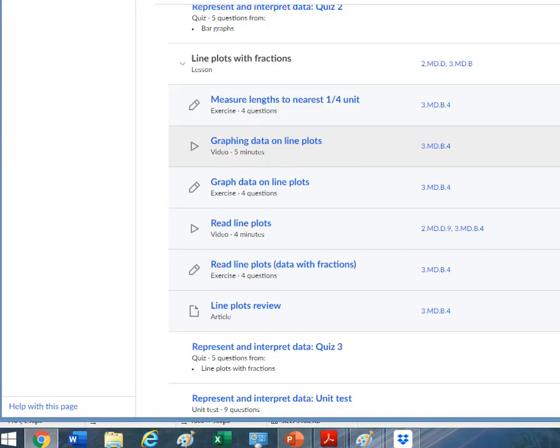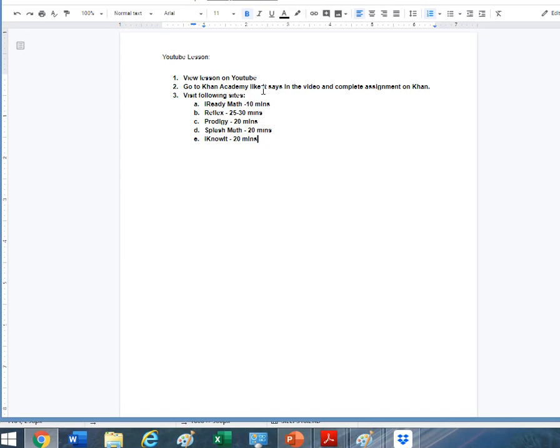So like I said, all you're going to do is sign on to Khan Academy. If you ask your parent to go to their message that I sent them earlier, when we first started doing online learning, I did send a picture with all of your passwords, but you can always message me for that information as well. And your math assignment is here. So it says view lesson on YouTube. Go to Khan Academy like it says in the video and complete assignment on Khan. Visit the following sites, and here are the sites that you can go on afterwards.